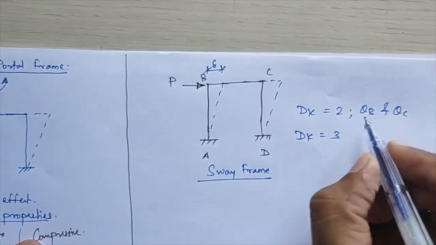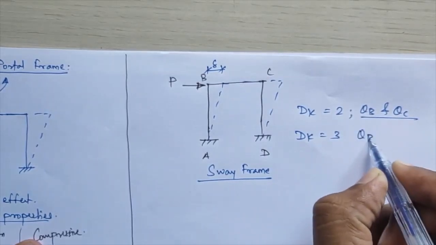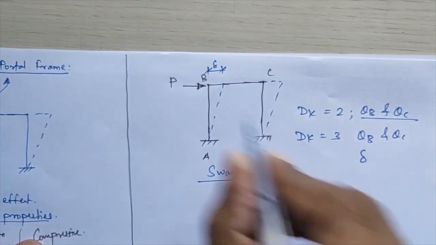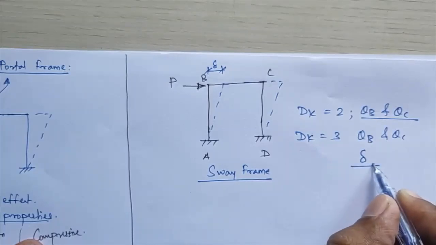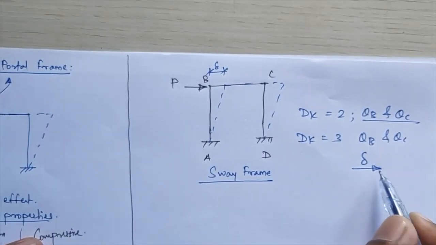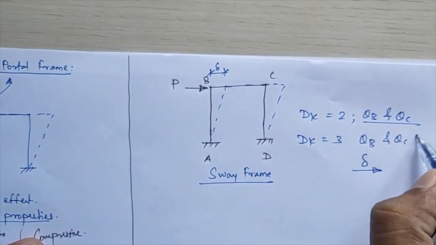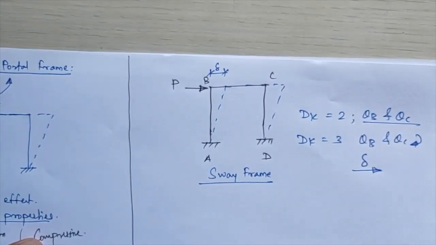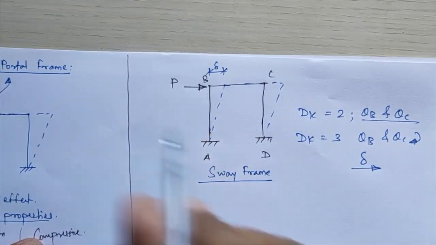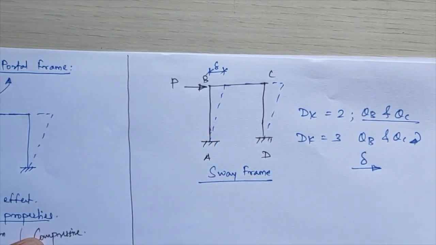How 3? These two values, theta b and theta c, will remain as they are, but one more value increases, that is your sway coefficient delta and its acting direction. It will be treated as the acting direction. Initially, we consider theta b and theta c as clockwise rotations, right? But this delta you have to consider according to the acting direction. Normally it is considered as towards the right always.